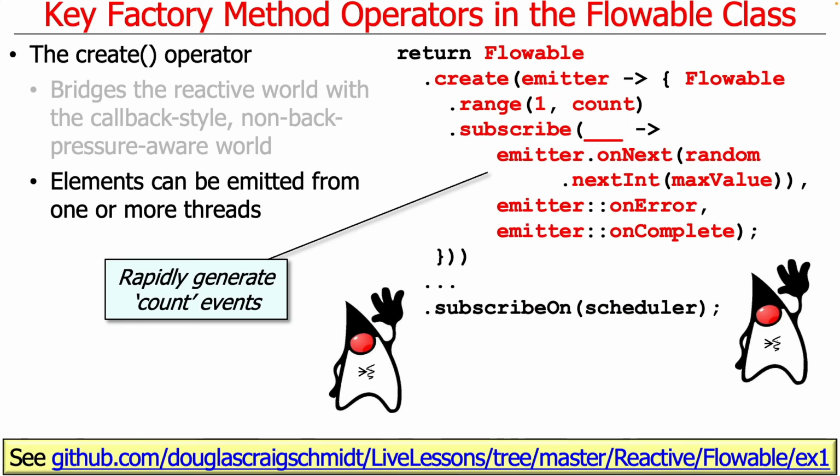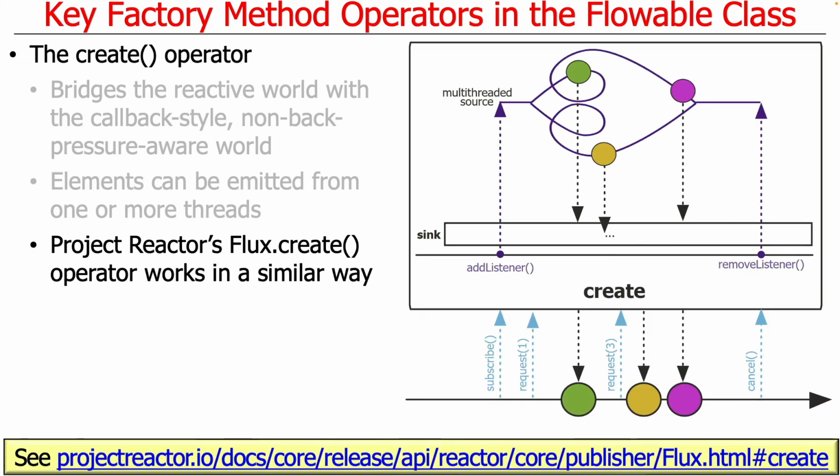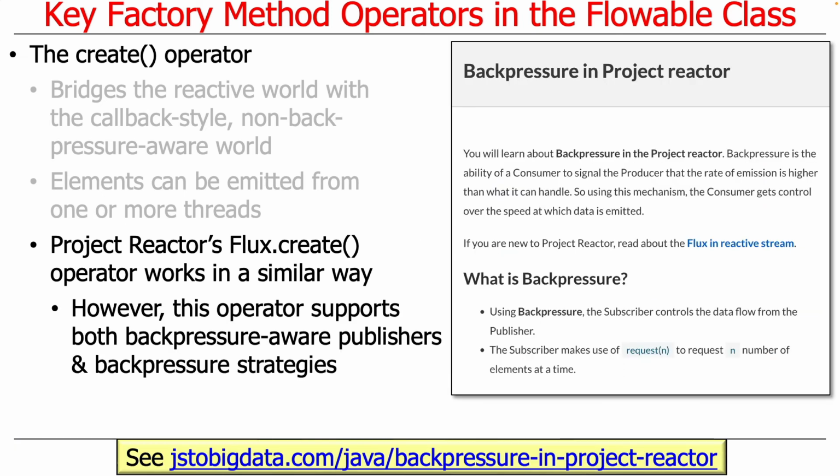That means that this particular publisher just blasts the data as quickly as it can. The mechanisms don't know how to have the subscriber tell it to stop or slow down. So it only has a way to be able to deal with things using the back pressure strategies, whereas the Flux create operator gives you both capabilities, and we'll talk a bit more about that.